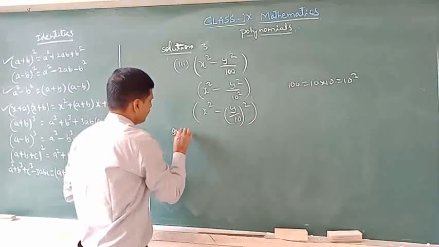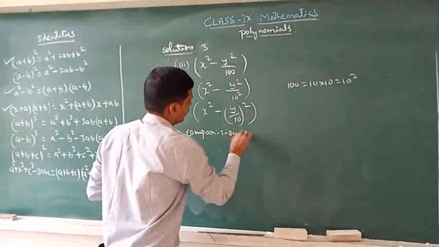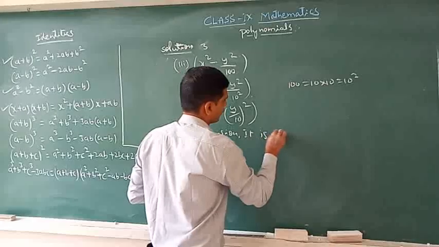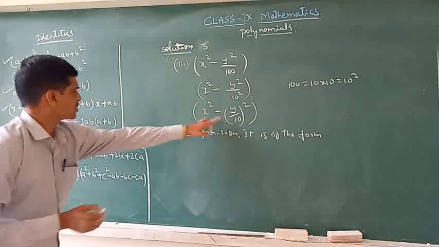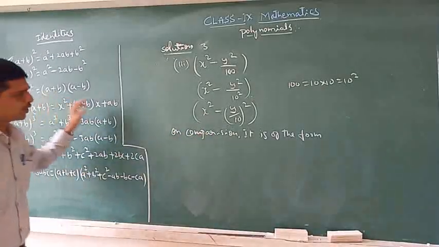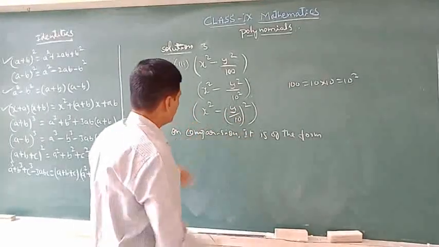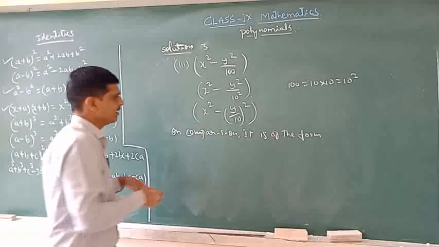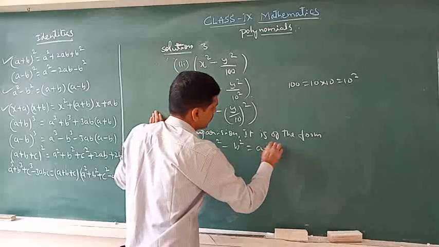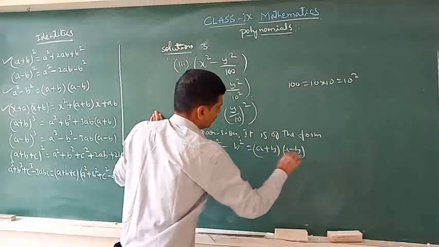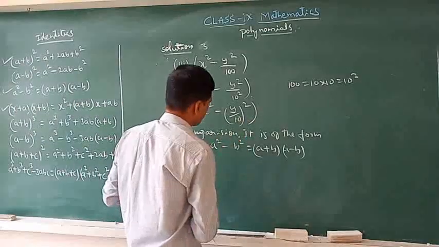So on comparison, it is of the form a square minus b square. Suppose you want to convert this one as x minus y by 10 whole square, that also happens sometimes. So no need to write one more identity, use whichever is suitable. So it is a square minus b square. Hence you know that it is a plus b into a minus b. Sometimes it comes on the right hand side of the comparison, sometimes on the left hand side. So here this comes on the left hand side.